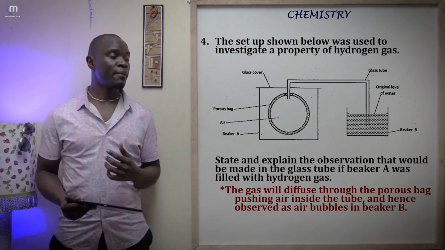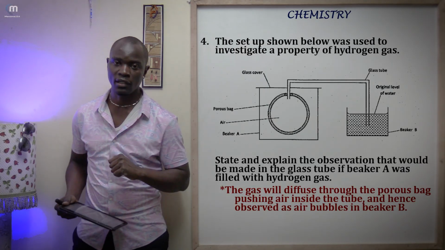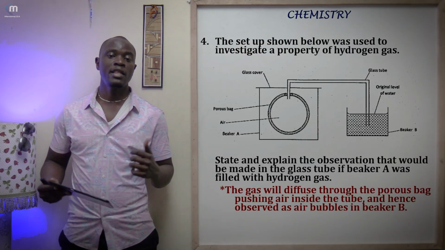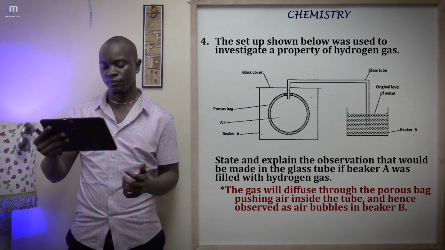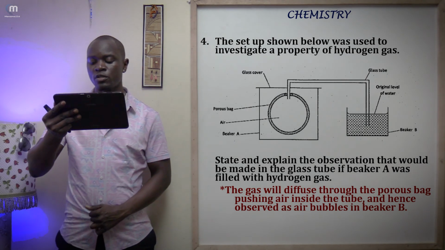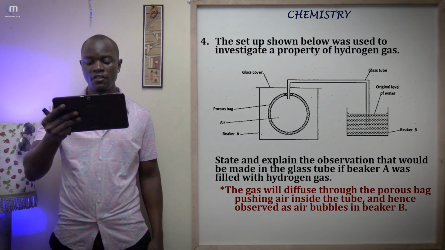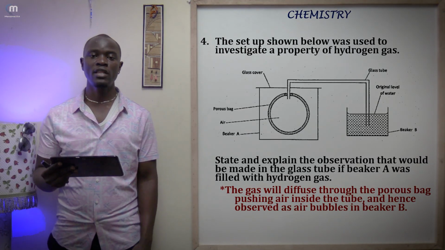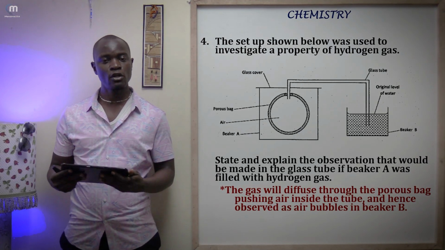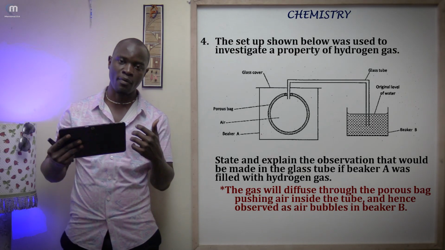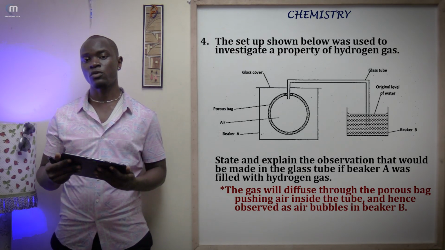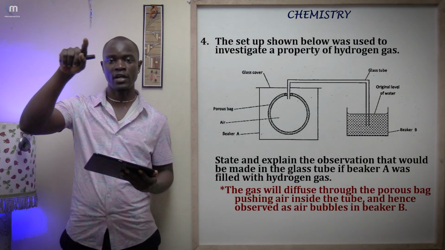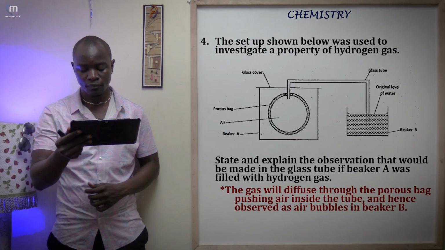So for this bag, we are being told that this bag is a porous bag. Apart from that, we are being told that the surrounding environment contains hydrogen. So state and explain the observations that will be made in the glass tube if beaker A was filled with hydrogen gas. So the hydrogen gas is going to diffuse through the porous bag. After diffusing through the porous bag, the hydrogen is going to move through the delivery tube like that.